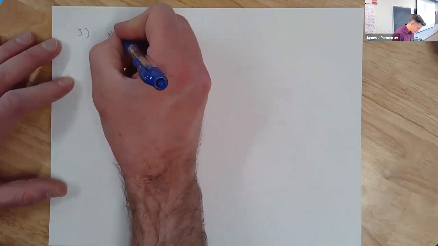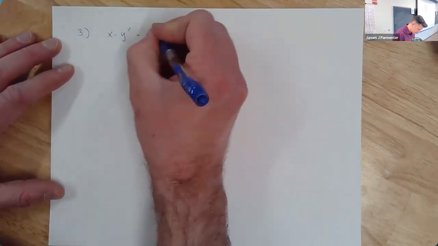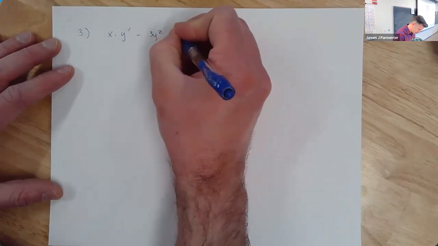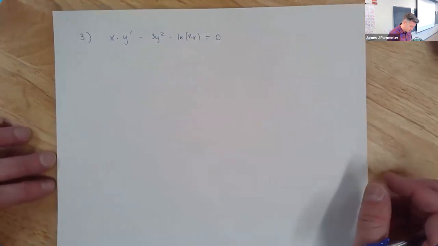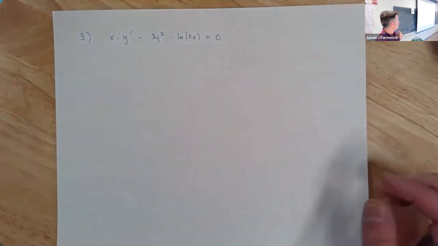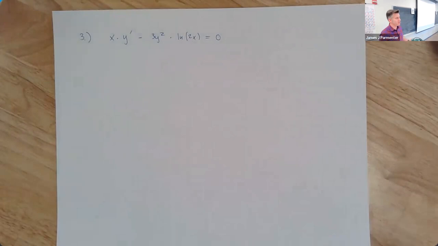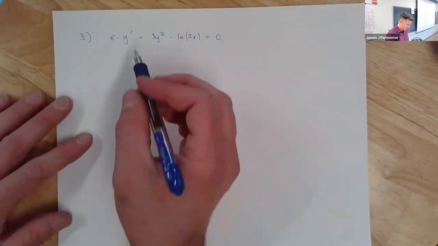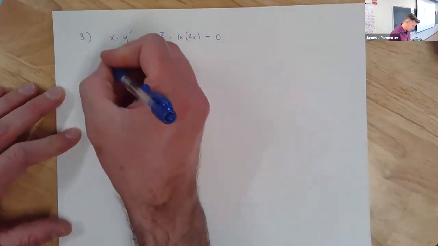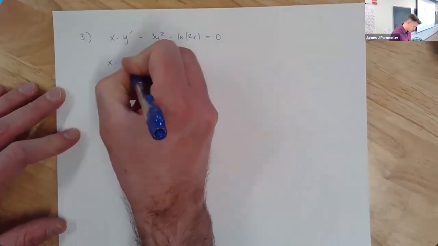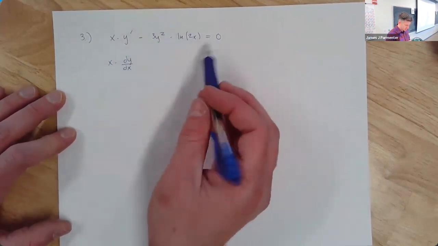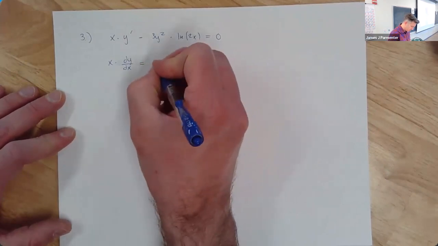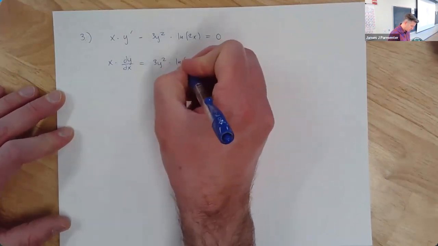So we're going to have x times y prime minus 3y squared times the natural log of 2x is equal to 0. In my opinion, y prime is never the way I want to write a derivative when I'm trying to separate variables. It's just not useful. So I want to rewrite this as x times dy dx. And I really want the other stuff on the other side. So I'm going to add all this to the other side. Equal 3y squared times the natural log of 2x.